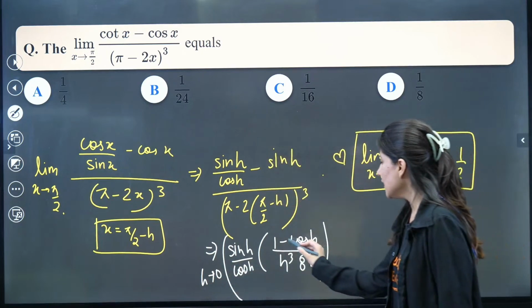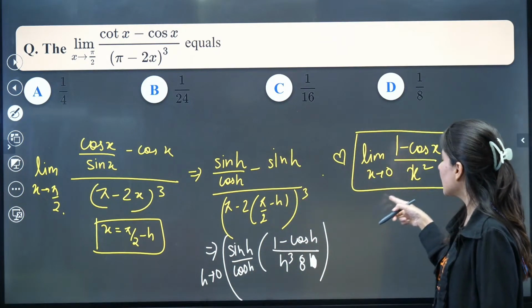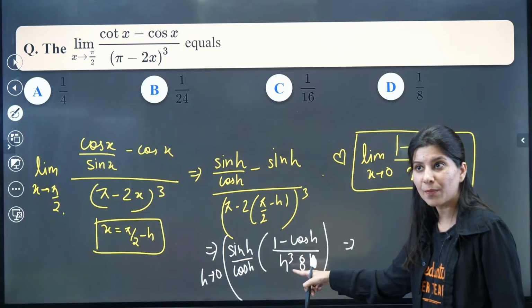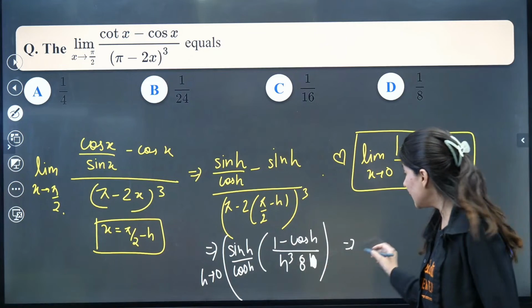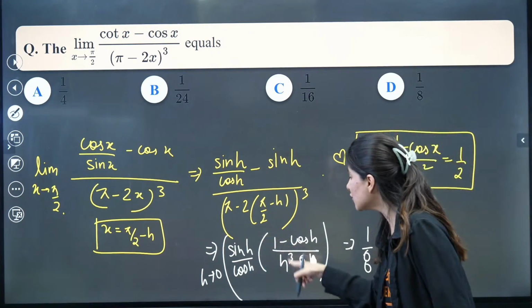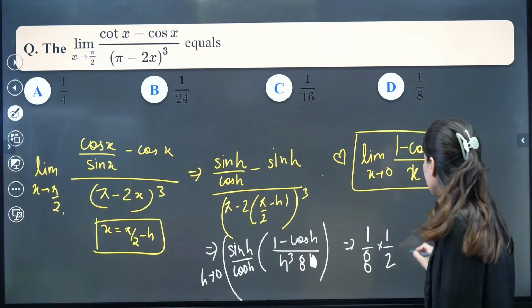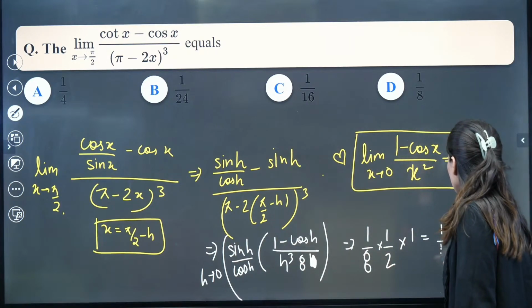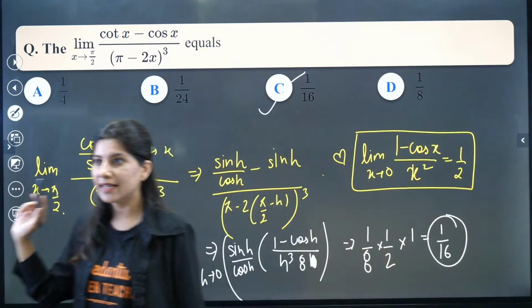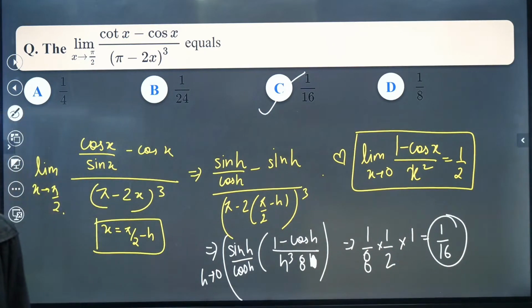So can you see 1 minus cos h upon h square will be 1 by 2. So 1 by 8 is already there. 1 by 2 is already here. Sin h by h, 1 h will be left out. That will be 1. So this is going to be 1 by 16. Clearly, option C is absolutely right.